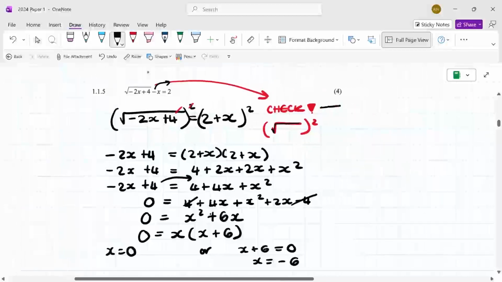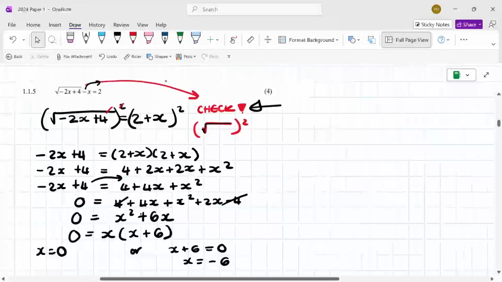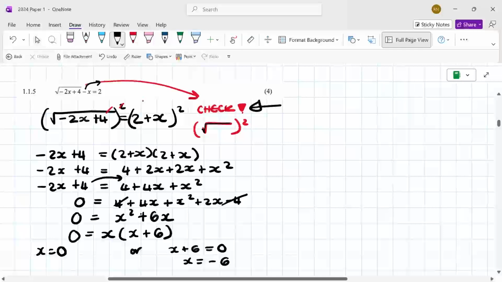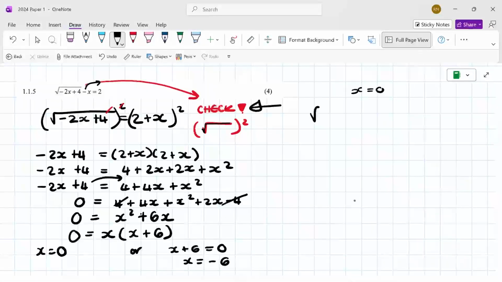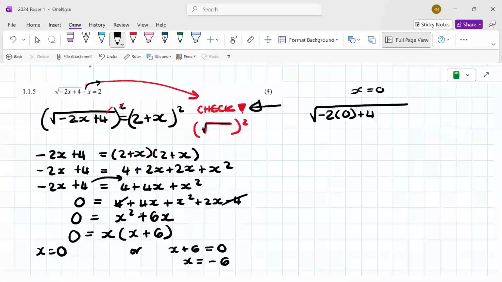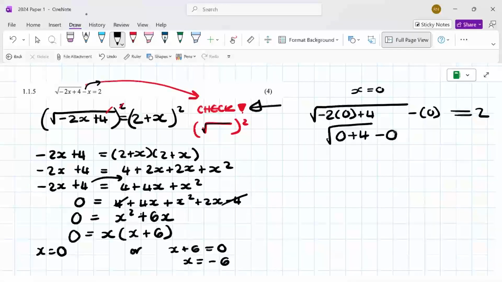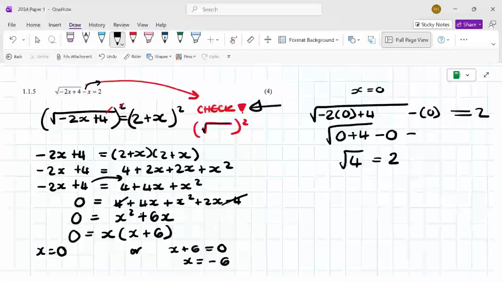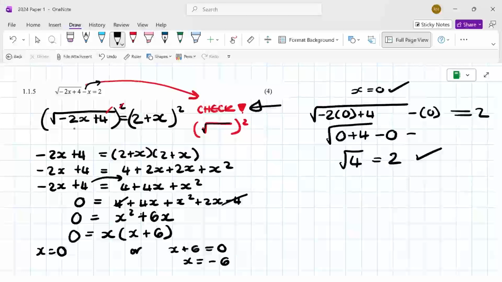Oh, but we said we need to check our answers before we're finished. So we check our answer by putting it into the original one. So let's check x equals 0. We have the square root of minus 2 times 0 plus 4, minus 0. This needs to be equal to 2, because that's what it was supposed to be. Let's see if that's the case. Minus 2 times 0 is 0, plus 4. The square root of that minus 0. This gives me the square root of 4, which is equal to 2. So that checks out. That one works. So x equals 0 is one of the answers.